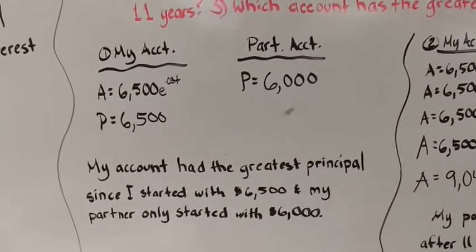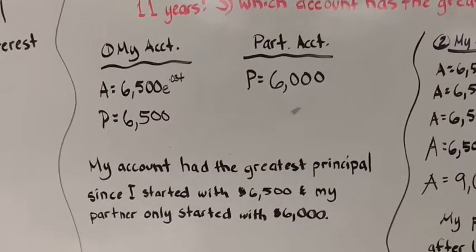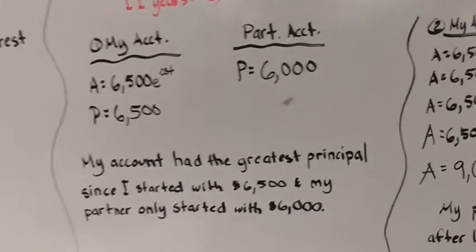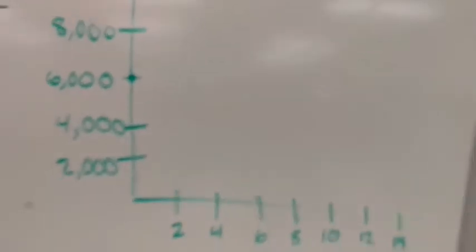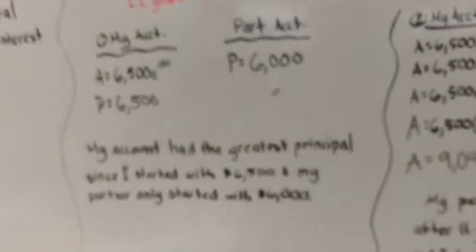The first question is, which account has a greater principal? So we're going to need to find both principals. Our principal is 6,500. Now, if you look at the graph, you see your partner's is 6,000. That'll be their principal. So the answer to this question is, my account had the greatest principal since I started with 6,500 and my partner only started with 6,000.